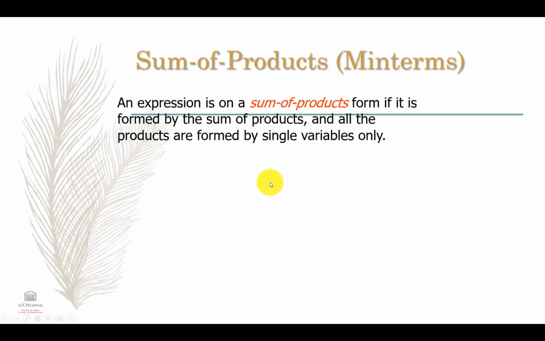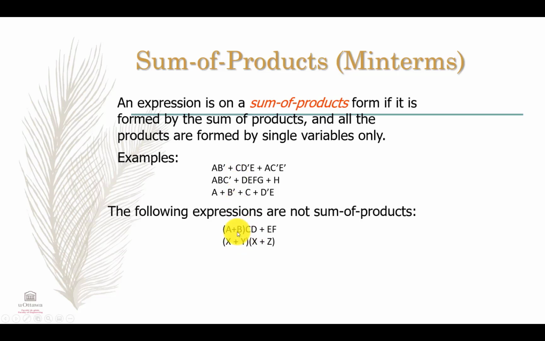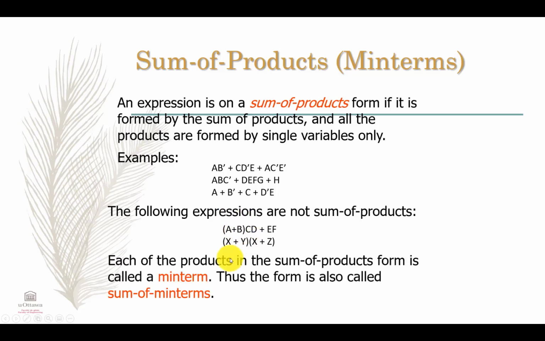When it comes to the sum of products, you have to make sure that your function is described by a sum of multiplications, okay? And all the products are formed by single variables only. What does that mean? That means in my case here, that is not an example of a sum of products because that is more than one variable, okay? So each product in the sum of products form is called a minterm, and the form is also called a sum of minterms, okay?